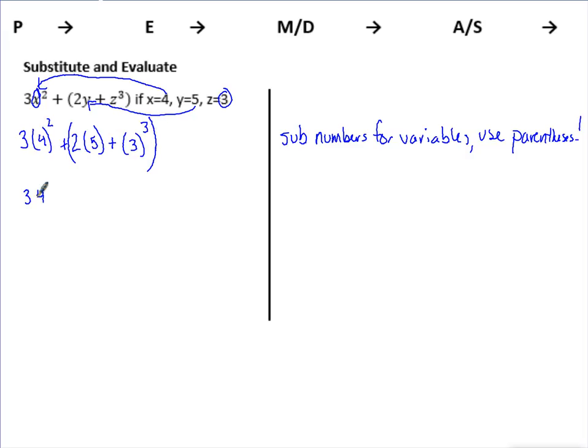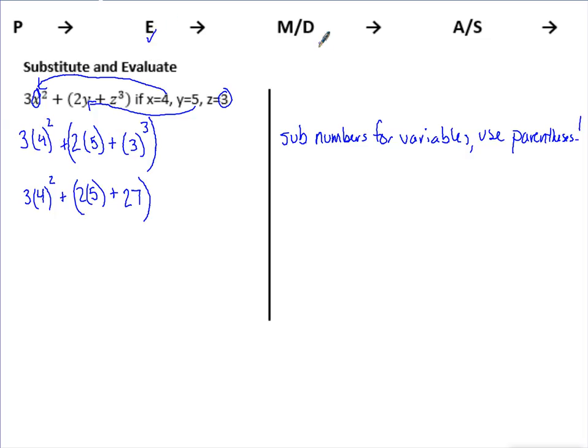So the rest of this, I'm just going to copy. 2 times 5 plus, now I'm going to do 3 to the third power. That means 3 times 3 times 3 again, so that gives me 27. And I still haven't resolved those parentheses, so they're still going to be there. So I did the exponents in the parentheses.